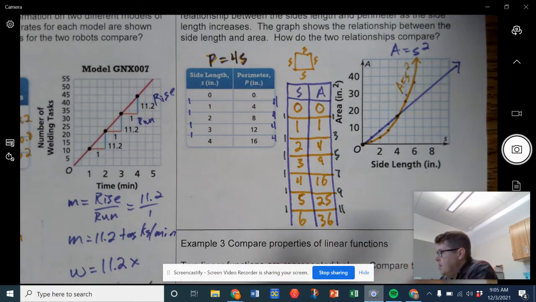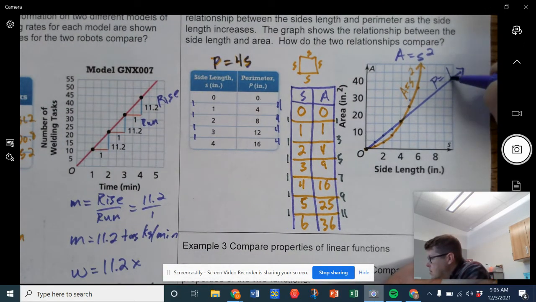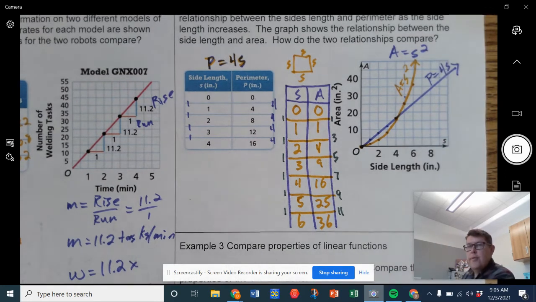s squared. Oh man, my colors are off. I should have just stuck with the same colors. Come on, get it together. You gotta plan this better.